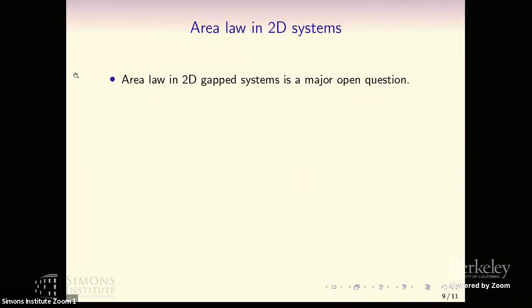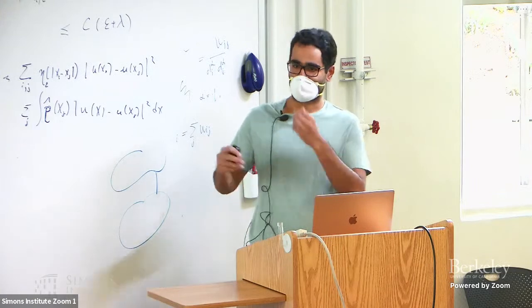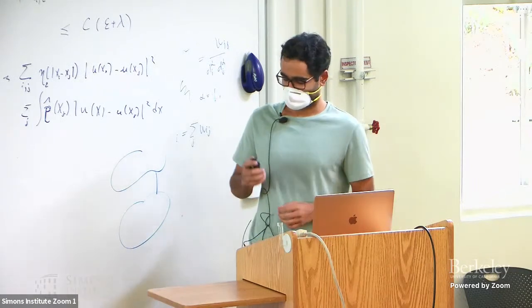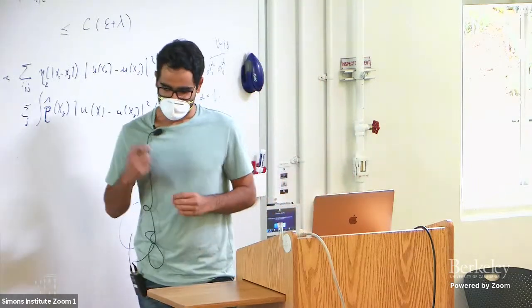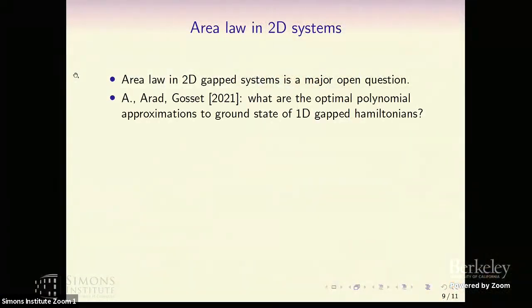Okay, so in the final slide, I'll talk about area laws, going back to area laws in 2D systems now. So in 2D systems, area laws are very big open questions. And there's no proof yet that gapped systems in 2 dimensions exhibit area law behavior. Looking into this particular problem, with Itai Arad and David Gosset, we asked the following question recently, which is, let's go back to the 1D systems.